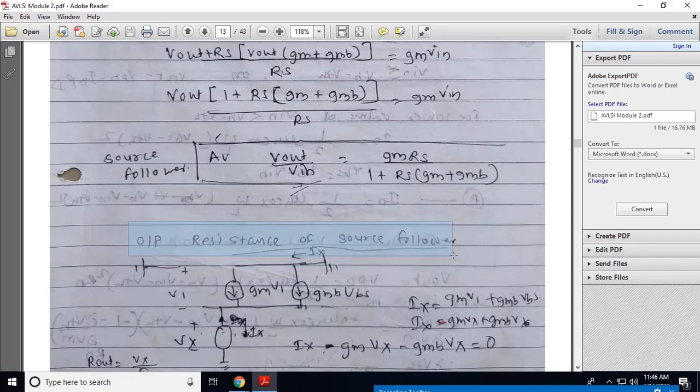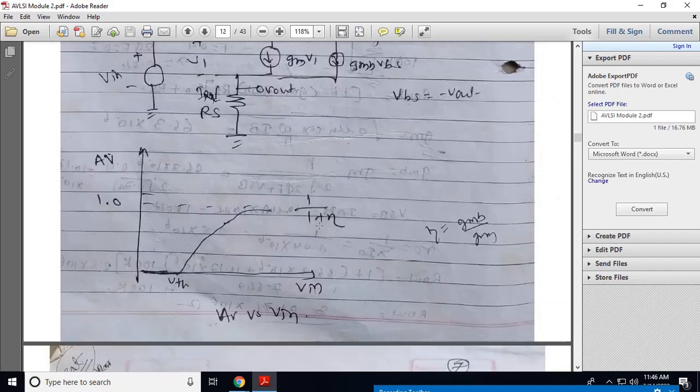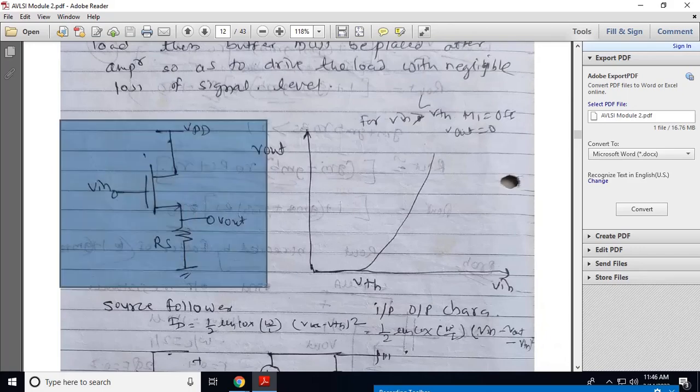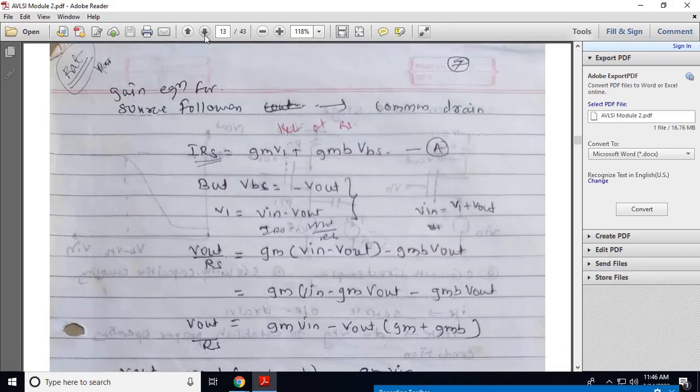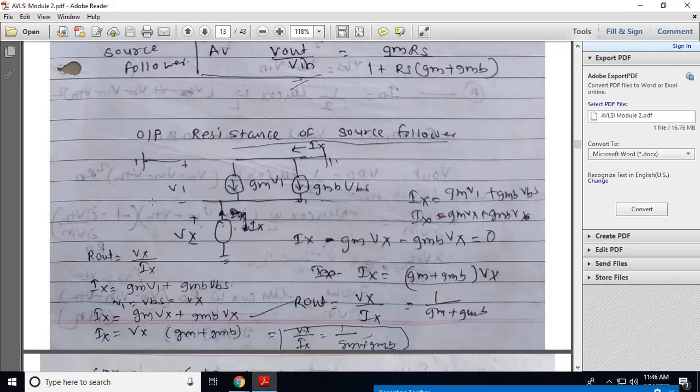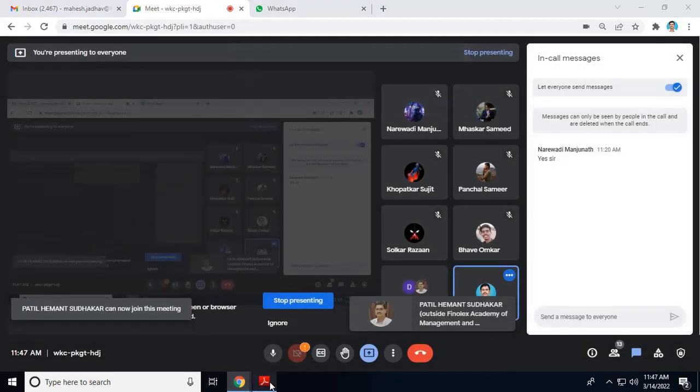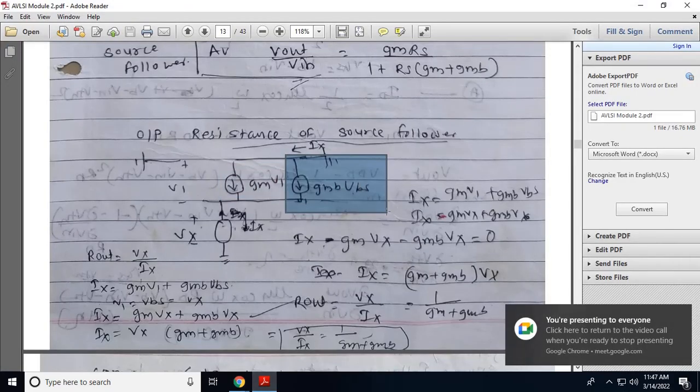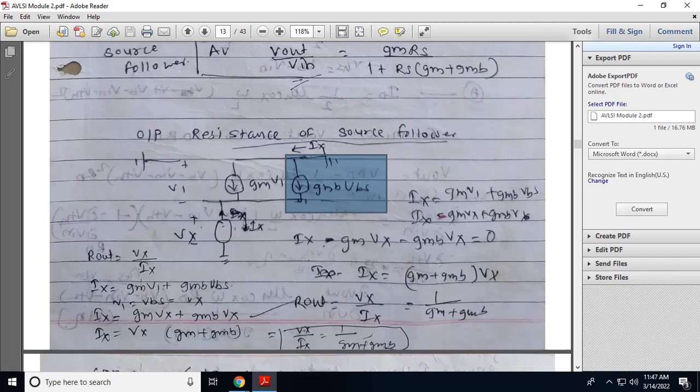Next, the output resistance of source follower. So we can draw the equivalent circuit for output resistance of this source follower. So input is grounded, this is a gate, this is a source and drain, a voltage dependent current source, and a voltage dependent current source for the body effect. Okay, now we have to find out Vx by Ix. R out is equal to Vx by Ix.